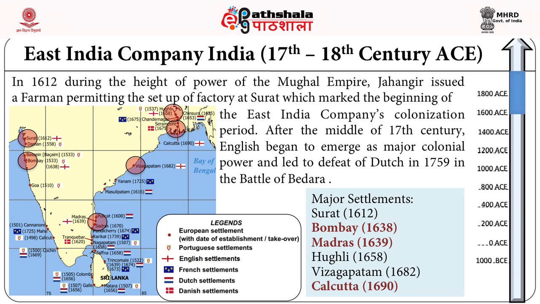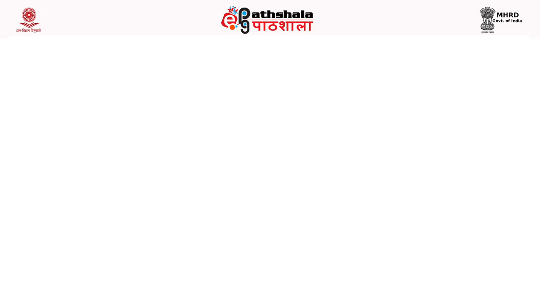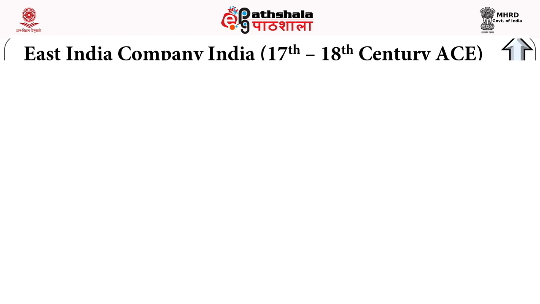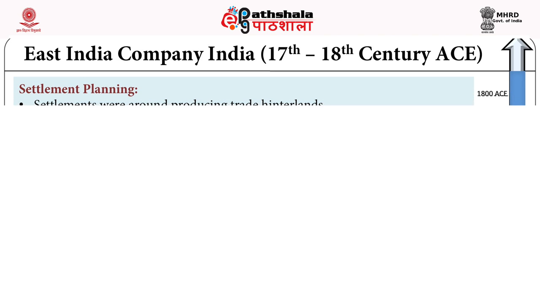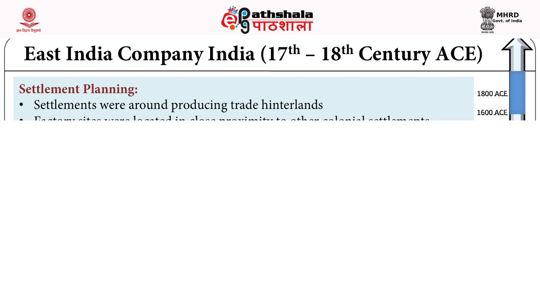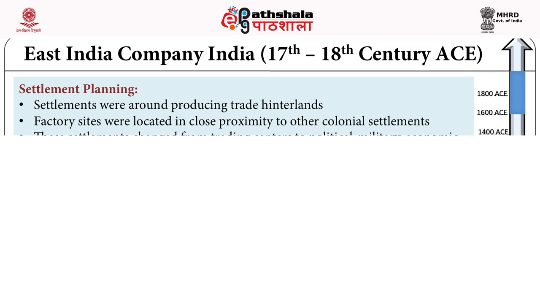After the middle of the 17th century, the British began to emerge as a major colonial power and led to the defeat of the Dutch in 1759 in the Battle of Bedara. When we look at the settlement planning of this time, we find that the British developed their settlements around, or rather exploited, the areas where the Dutch or the Portuguese had their production areas or settlements which had a function of production, and they used it for trade.